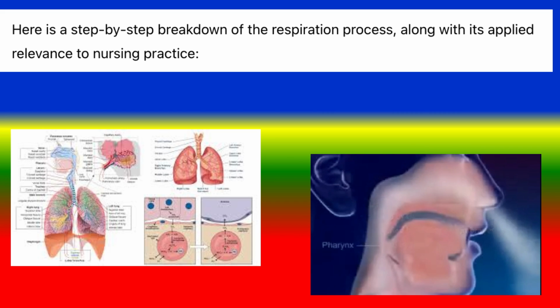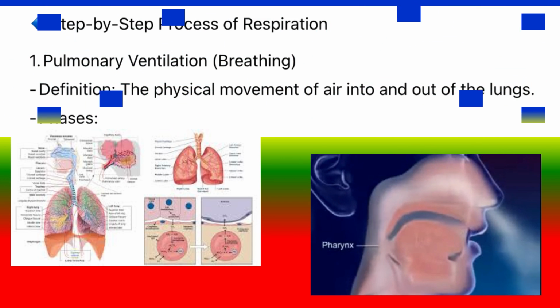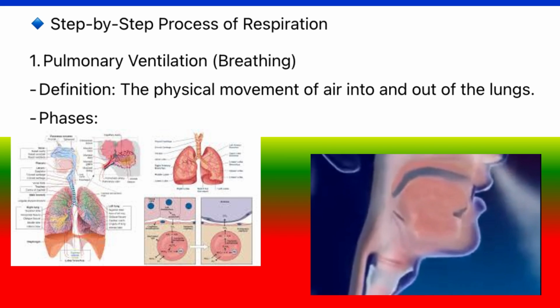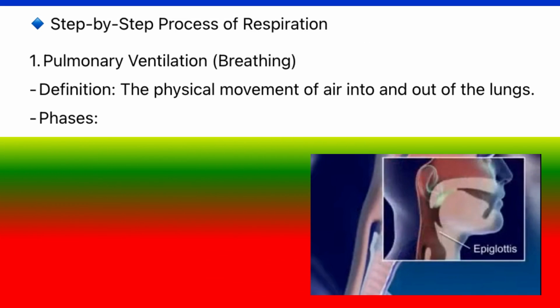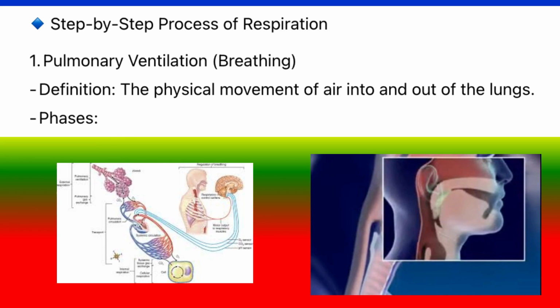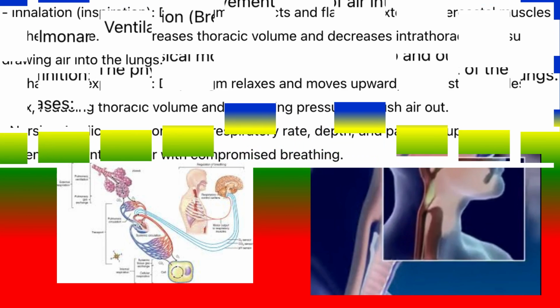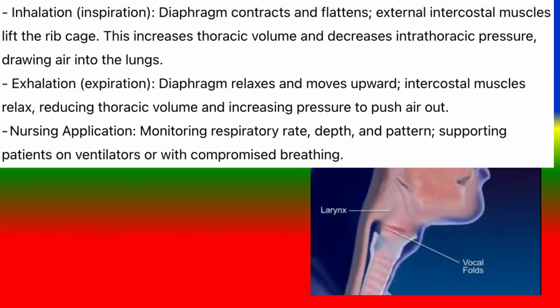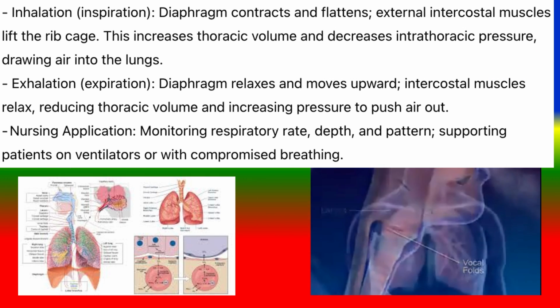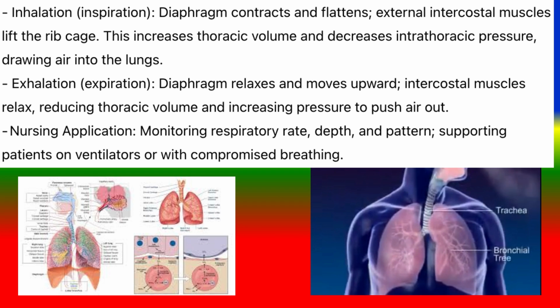Step-by-step process of respiration. 1. Pulmonary ventilation, breathing. Definition: the physical movement of air into and out of the lungs. Phases: inhalation, inspiration: the diaphragm contracts and flattens, and the external intercostal muscles lift the rib cage. This increases thoracic volume and decreases intrathoracic pressure, drawing air into the lungs.